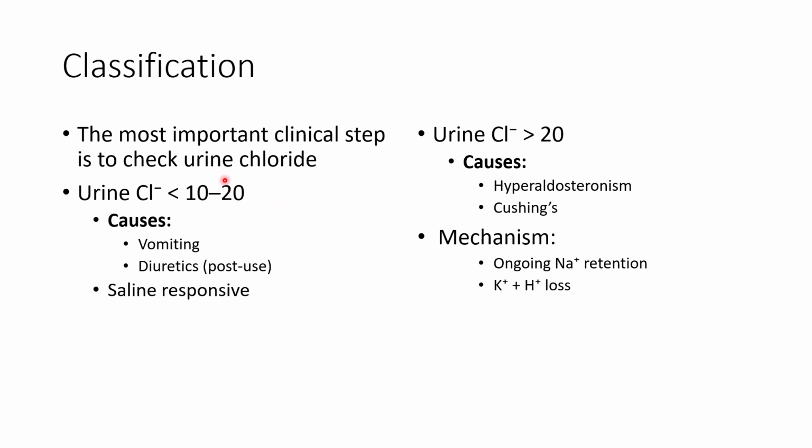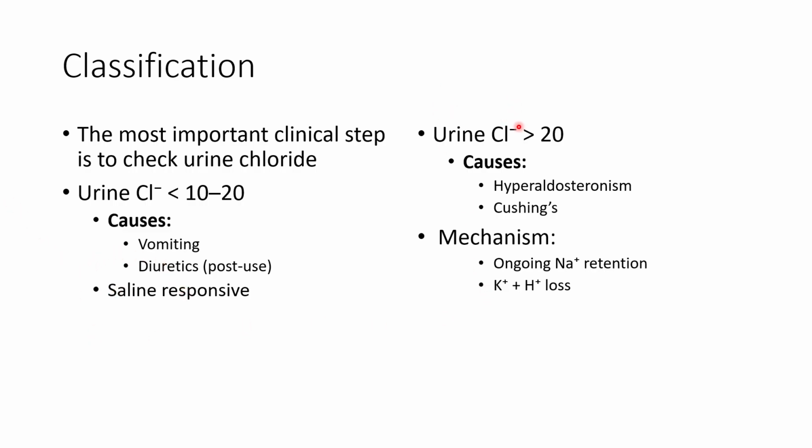If the urinary chloride is less than 20, then it signifies two causes. Either it is due to vomiting, where all the chloride is being lost as HCl, or it is the post-diuretic phase, where the chloride has already been lost in the urine as NaCl. So the body doesn't have enough chloride to excrete. Both these conditions will lead to metabolic alkalosis that is saline responsive.